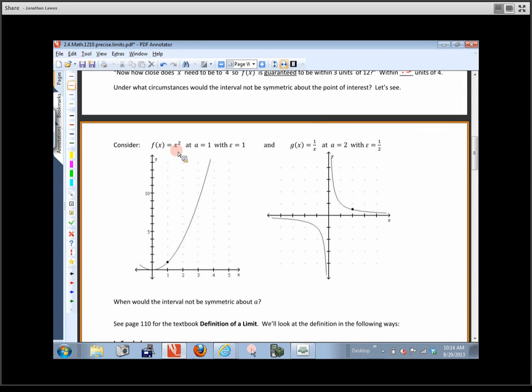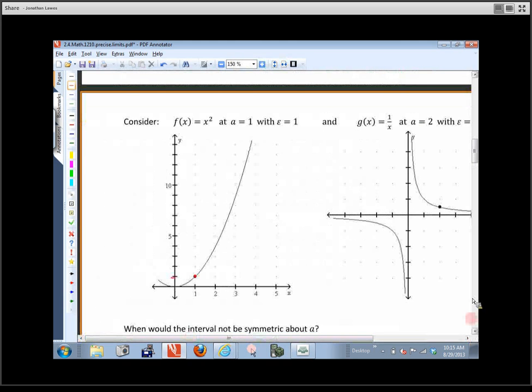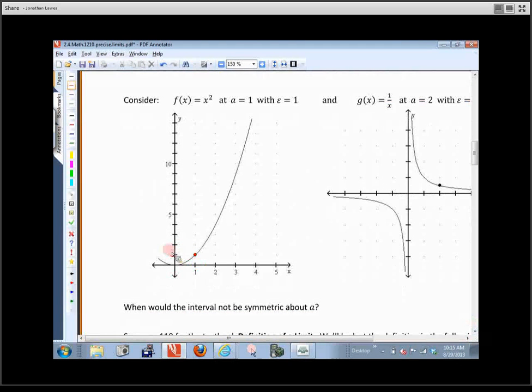X squared. Point of interest is 1. And we're going to allow epsilon to be 1. All right? So the limit is 1, of course, and we're going to allow an error. So let me blow this up just a little bit. We're going to allow epsilon, an error, to be 1. So I can go up to 1 and I can go down to 0.